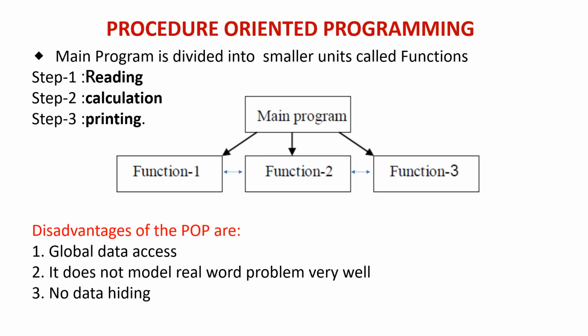Procedure-oriented programming. The main program is divided into smaller units called functions. In procedure-oriented programming, step 1 is reading, step 2 is calculation and step 3 is printing. These three steps are used in all the programming in procedure-oriented programming. For example, to add two numbers, first you have to read two numbers, then add the two numbers, then print the result. So this procedure is followed in procedure-oriented programming.